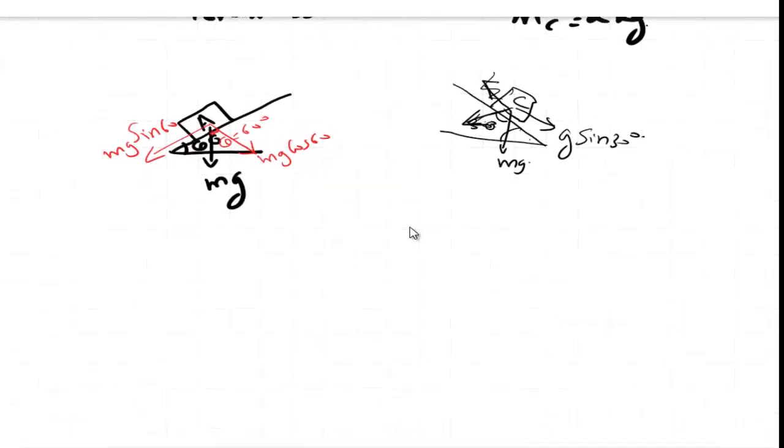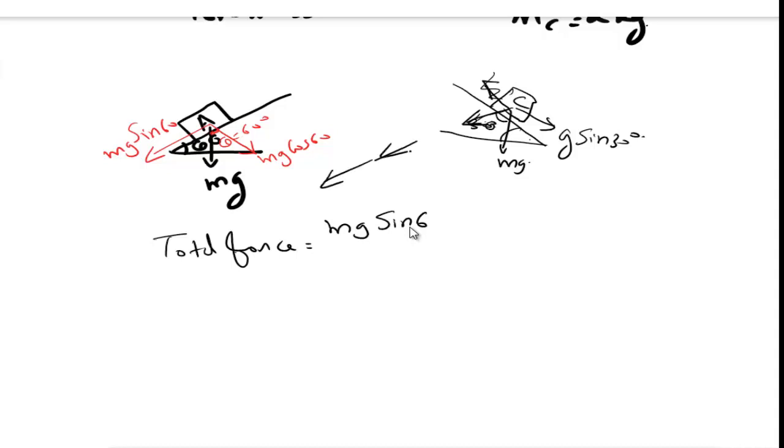Now we are going to find the total force. How can we find the total force? The total force acting on the system will be equal to mg sin 60, and here one mg sin 60 acting like this, another mg sin 60 acting like this, and another mg sin 30 acting like this.